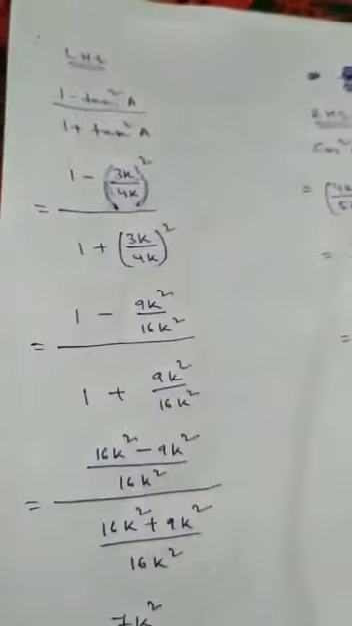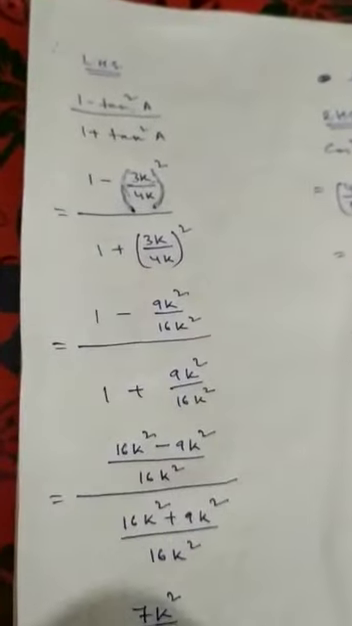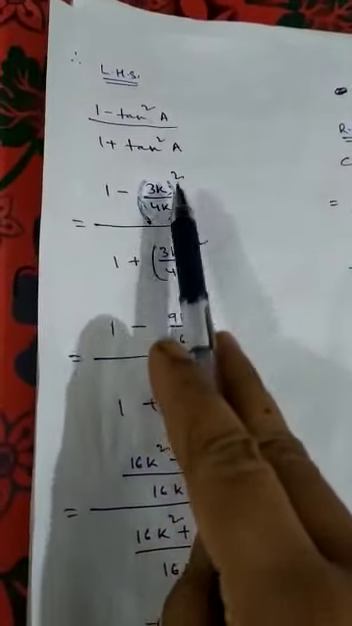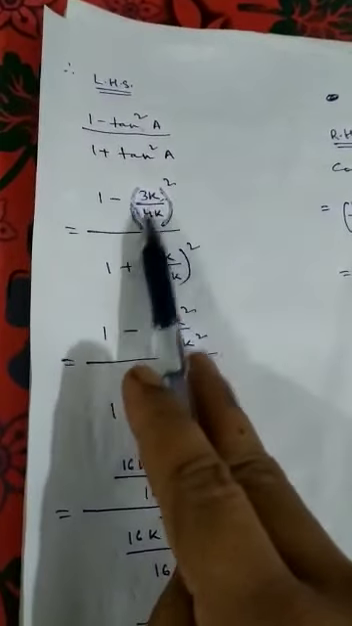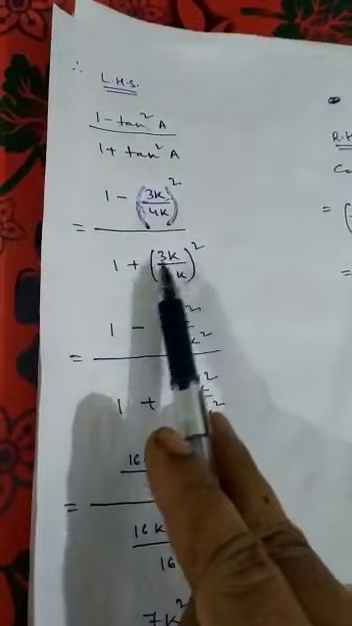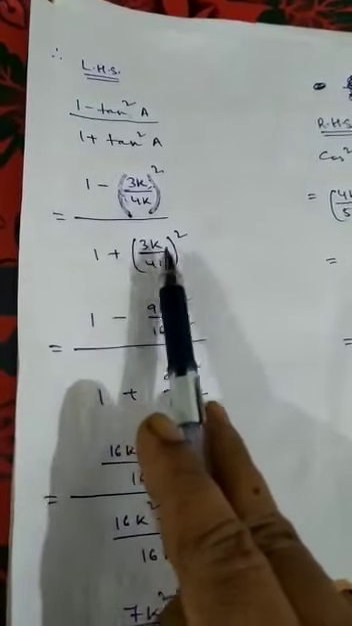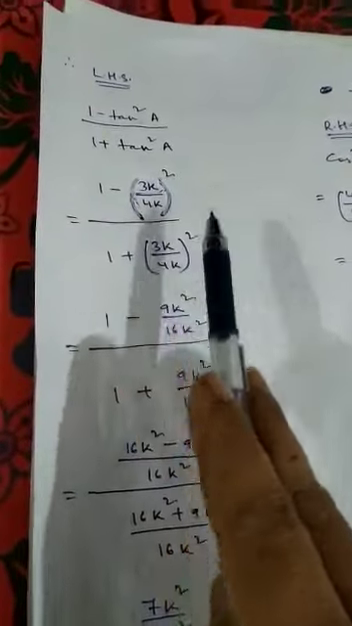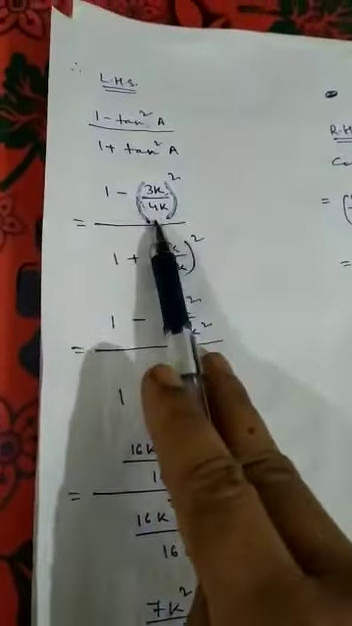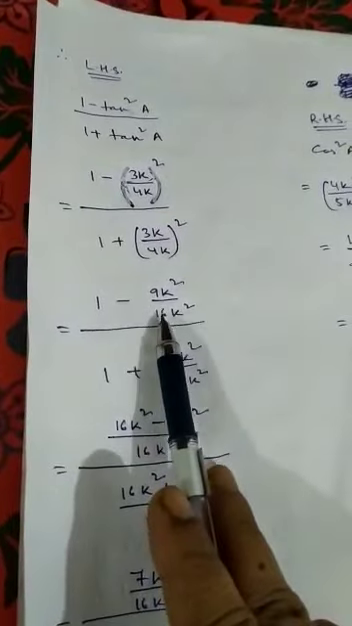Then my next step: 1 minus, see, 3k by 4k whole square means 3k whole square by 4k whole square. So if I break it, 3k whole square will become 9k square and 4k whole square will become 16k square.